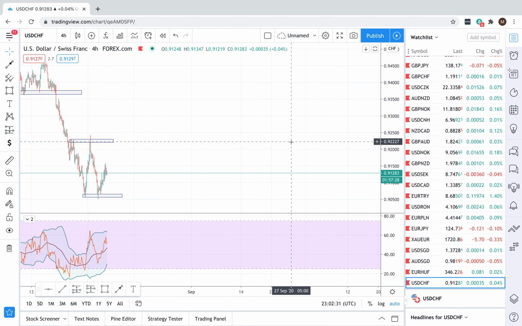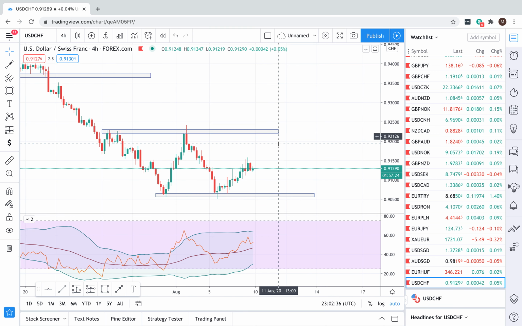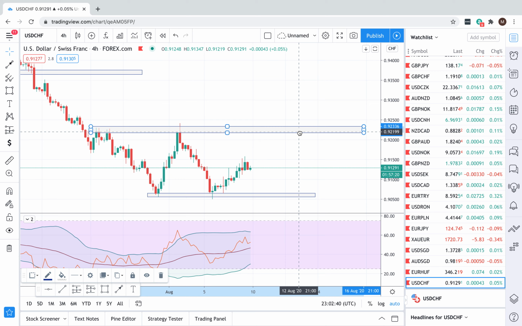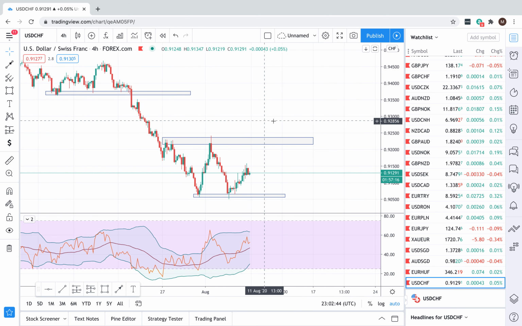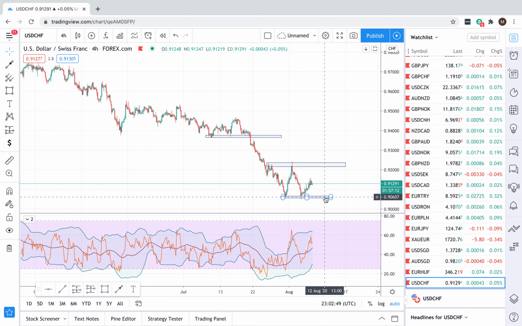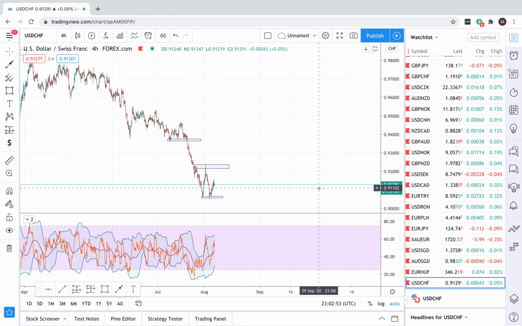USD CHF, I would wait for price to come and test this resistance over here. Extend it a little bit. Yeah, I would wait for price to test this level to go in short, or a break and retest of this level, or momentum at this zone to go in short.